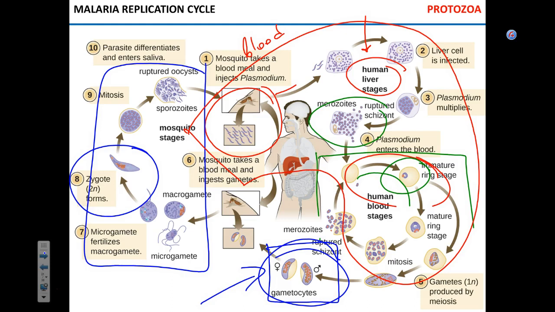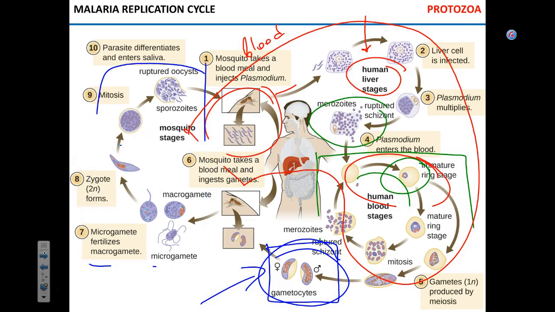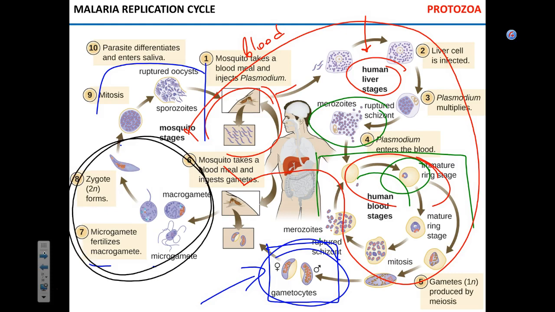Oh, look at this. So which organism is the... Where do the sexual cells develop? In a human, right? That makes sense. In which organism do they mate? In the mosquito. Correct? Because look at this. Look at the left. So gametocytes mate and produce zygote in the mosquito stage.